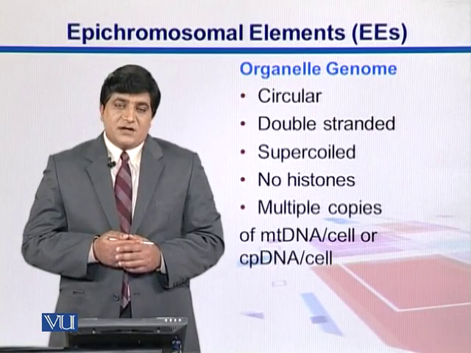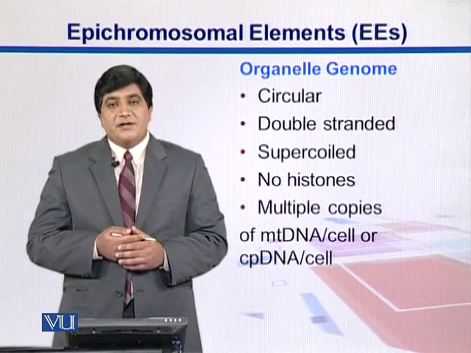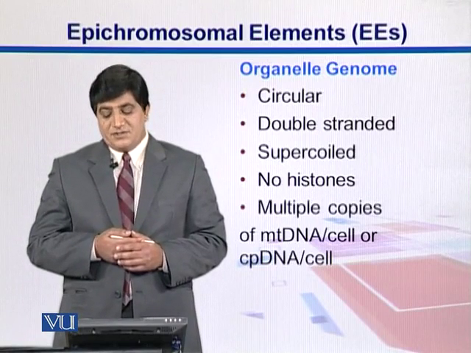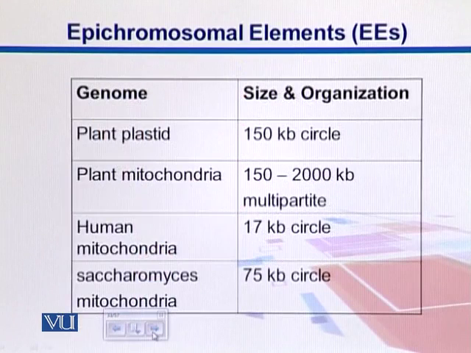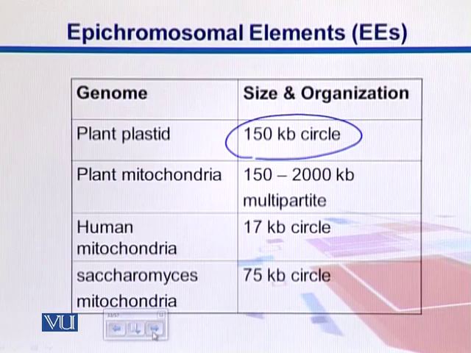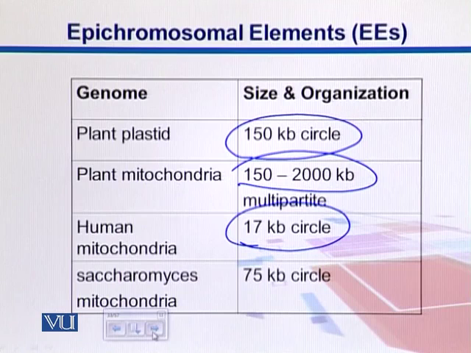Organellar genomes are circular, double-stranded, supercoiled, and there are no histones in them, and they are in multiple copy number. Here in this diagram we see the size of these genomes. For example, the plant chloroplast genome is 150 kb circular, plant mitochondria is bigger than that, 150 to 2000 kb. Human mitochondria is relatively simple, 17 kb circular, and then there is Saccharomyces mitochondria. So mostly those genomes are circular ones.